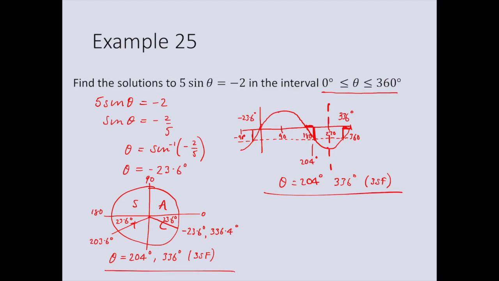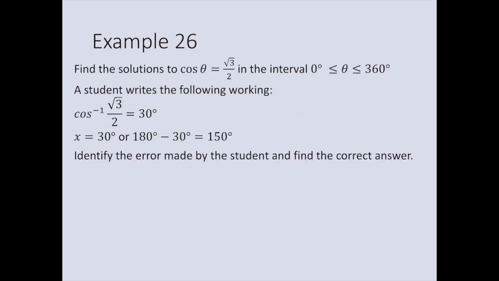Alright, let's move on. Example 26. Find the solutions to cos theta equals root 3 over 2 in the interval 0 to 360 degrees. A student writes the following working, and then there's a bit of working out. Identify the error made by the student and find the correct answer.